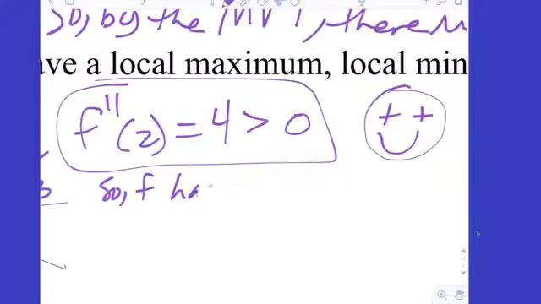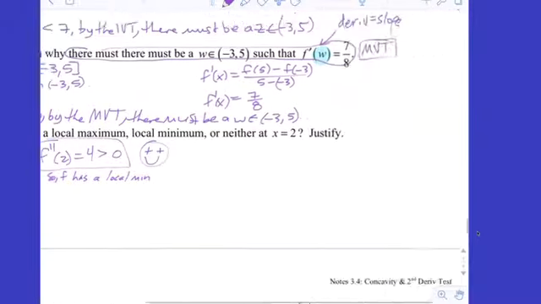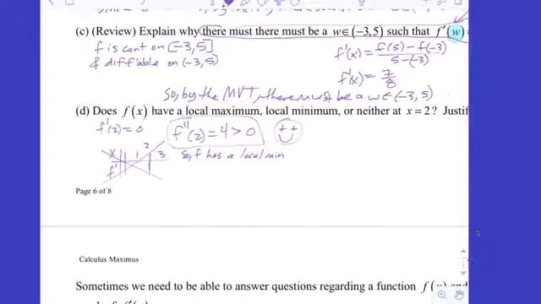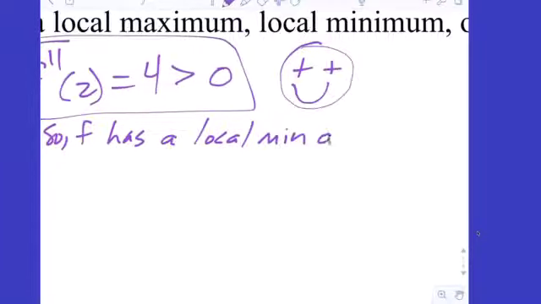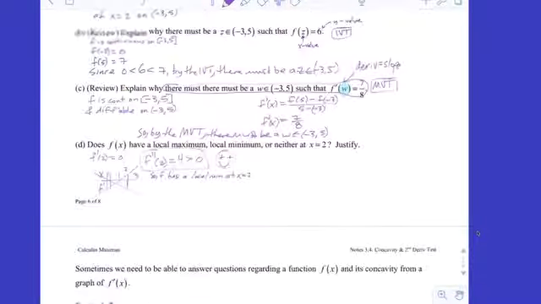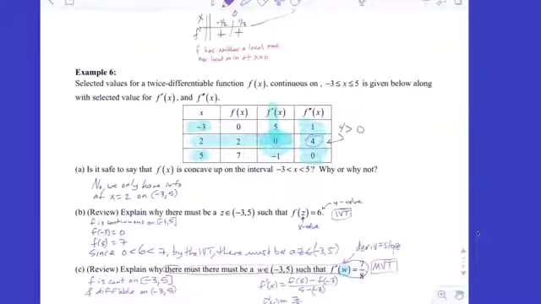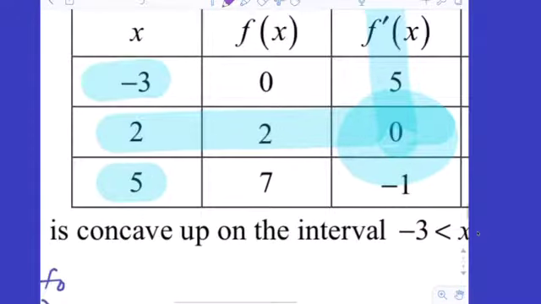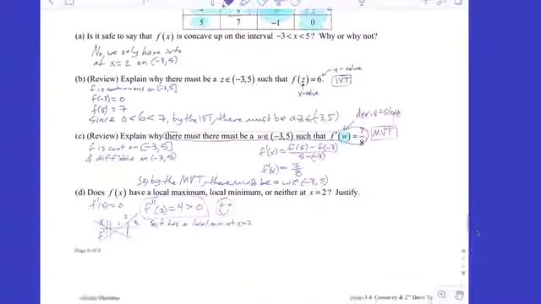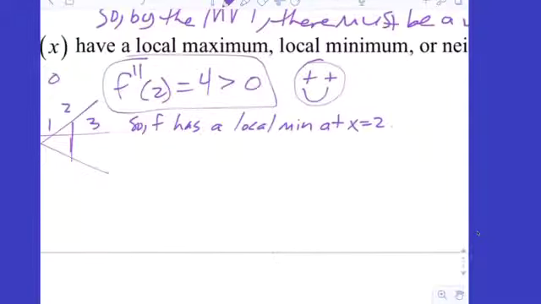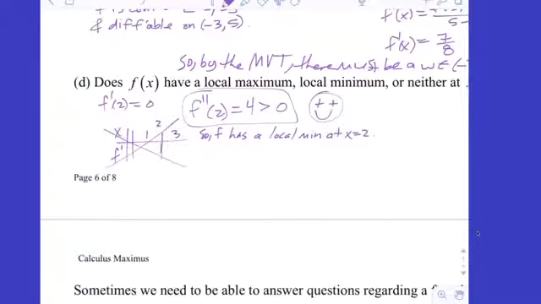So f has a local min. Did it say to find the x value or the y value? Oh, it didn't say to find it. So f has a local min at x equals 2. That's it. That's your justification. Do we know what the local minimum value is? We do, right? It's f of 2. But it didn't ask for that. It just said, did it have one at 2? Yes, it has one at 2. Pretty nifty. Second derivative test.